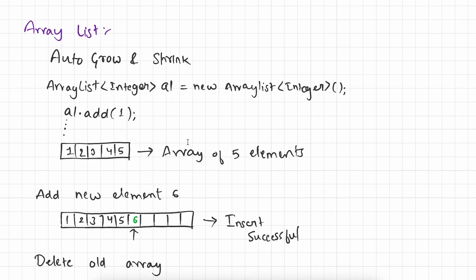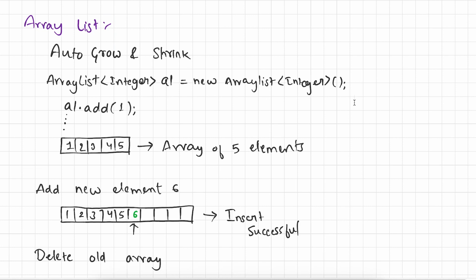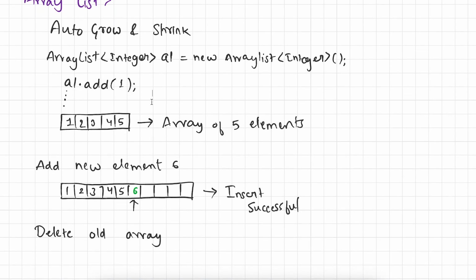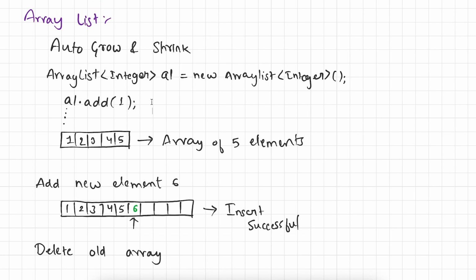ArrayList can automatically grow and shrink in size. Let's say using this syntax we create an empty ArrayList. There is no allocation of memory until now. As soon as we add a new element to this ArrayList, it creates a new array of some specified size and enters this element in that array. Let's say the specified size is 10. We do not have control over this parameter because it depends upon the implementation details.